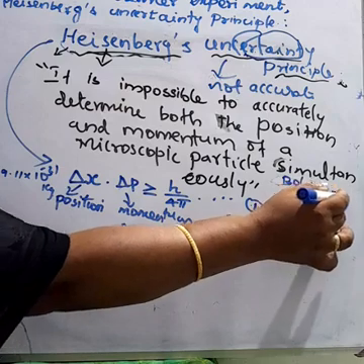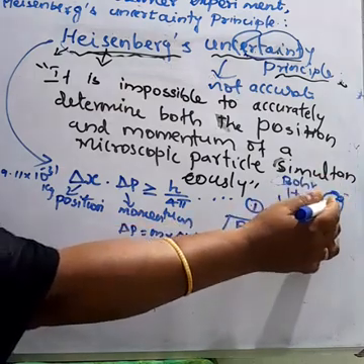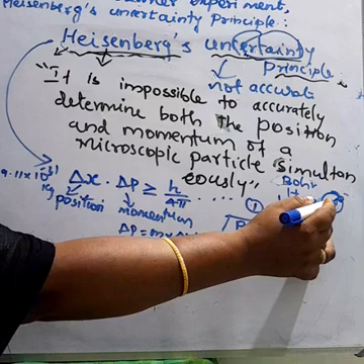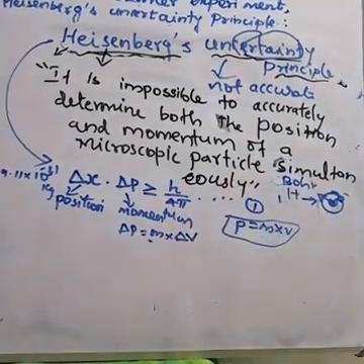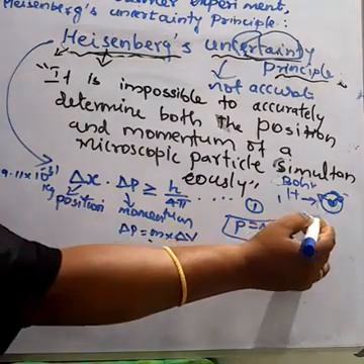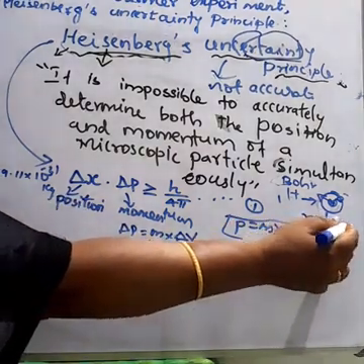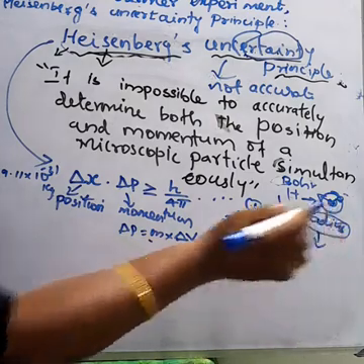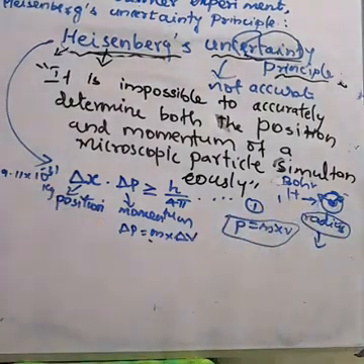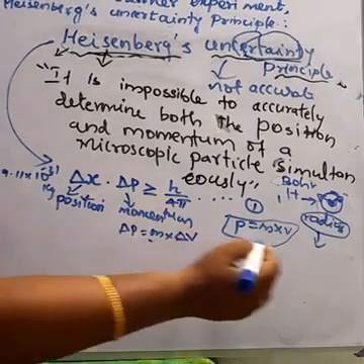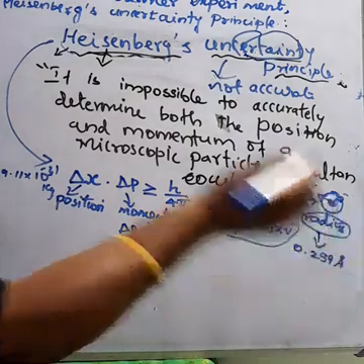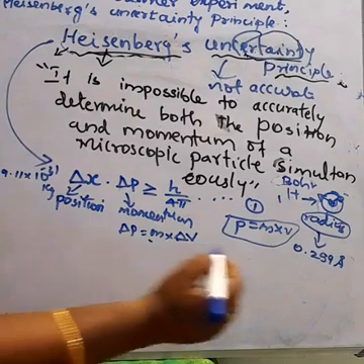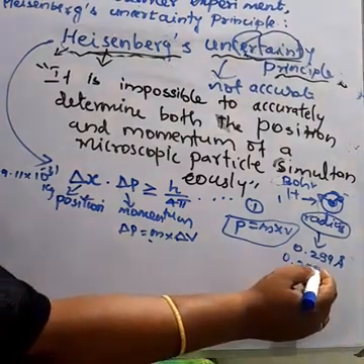What do we mean by radius? Radius means the distance between the center of the nucleus and the outermost orbit. Hydrogen is a very small atom, so the radius is very small. Bohr already measured it. What is the value? 0.529 Angstrom. 0.529 Angstrom means 0.529 into 10 power minus 10 meter. Very small.